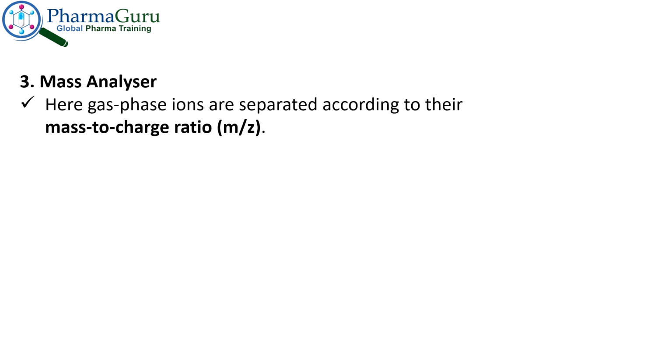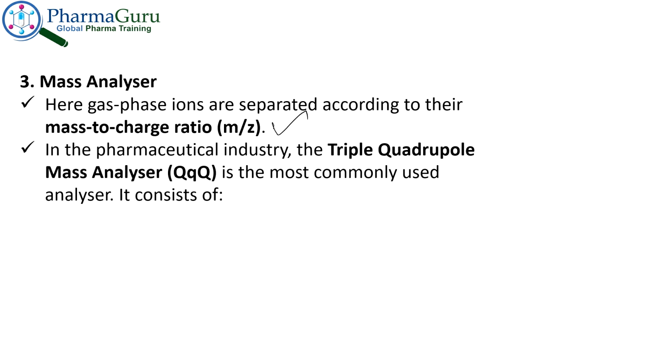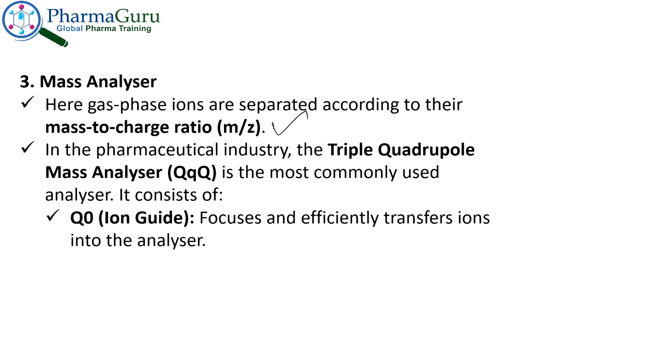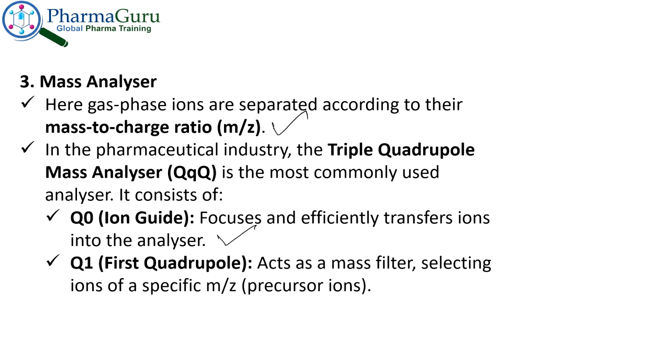Mass analyzer. Here gas ions are separated according to mass to charge ratio or M by Z ratio. In the pharmaceutical industry, the triple quadrupole mass analyzer is the most commonly used analyzer. It consists of Q0, which is also called ion guide. It focuses and efficiently transfers ions into the mass analyzer. Q1, which is also called the first quadrupole, acts as a mass filter, selecting ions of a specific M by Z, the precursor ions.